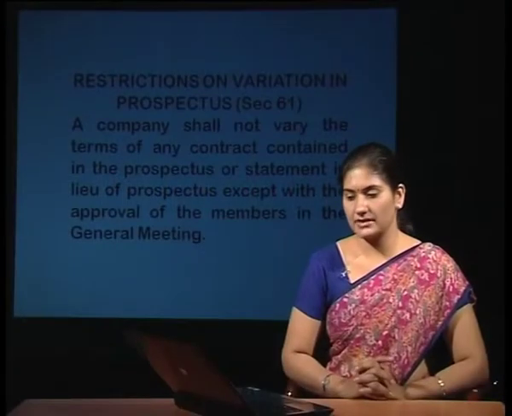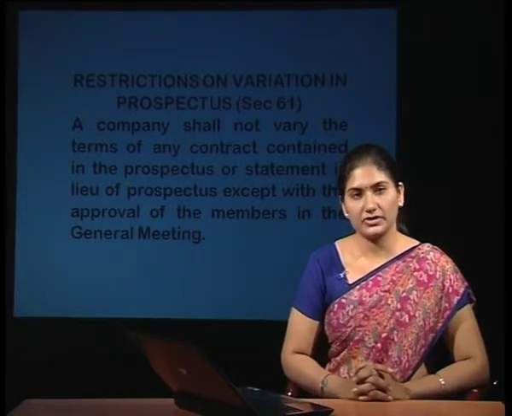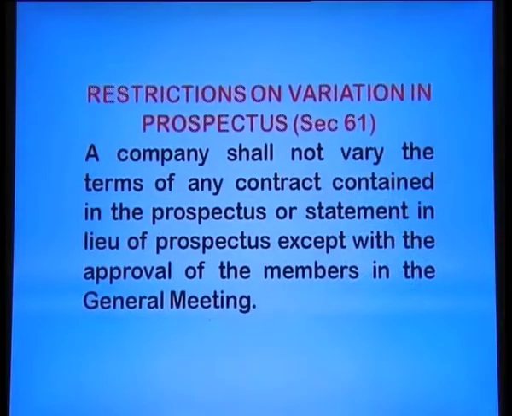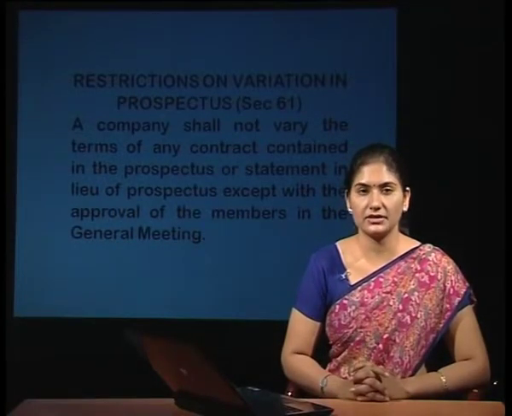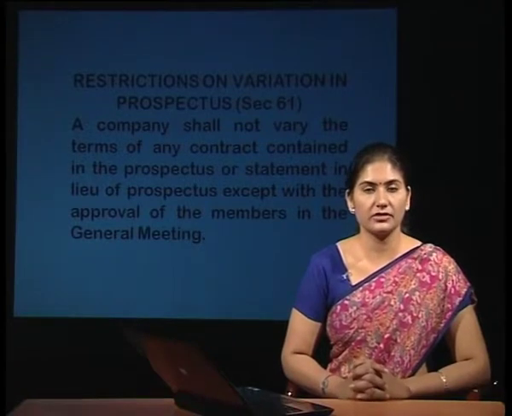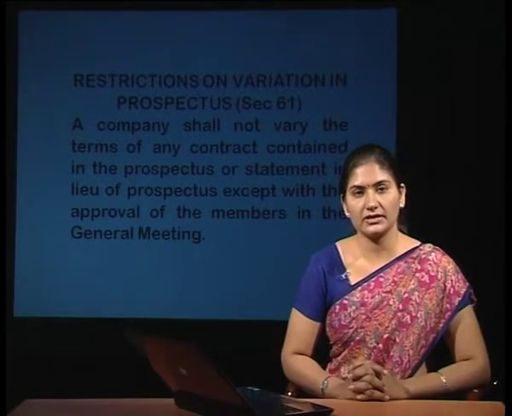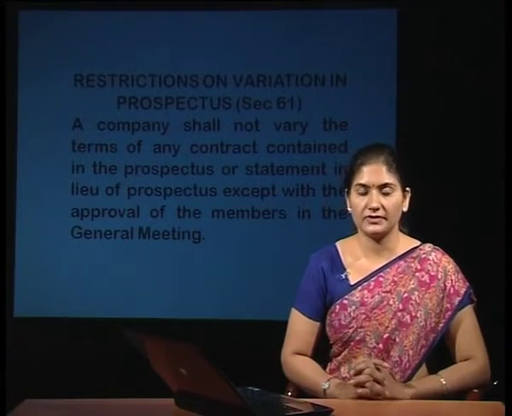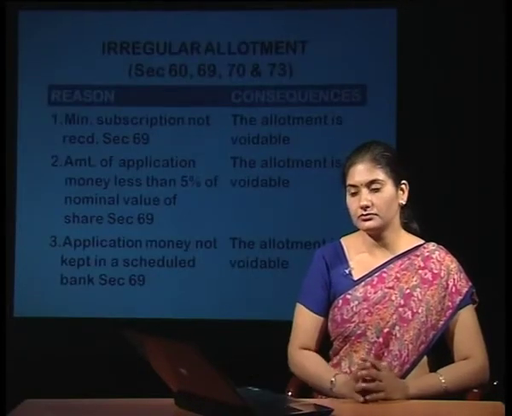Now, let us discuss section 61 regarding the restrictions on the variation in the prospectus. A company shall not vary the terms of any contract contained in the prospectus or statement in lieu of prospectus except with the approval of members in the general meeting. Now, this applies to all the contracts that could be entered by the company, including the contract of underwriting with brokers and any other contracts regarding the project, payment of dividend, security, etc. regarding the debentures.